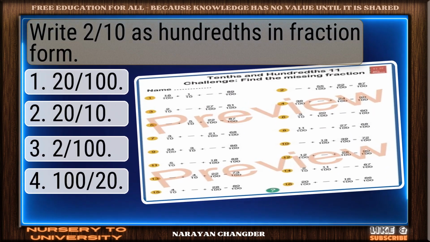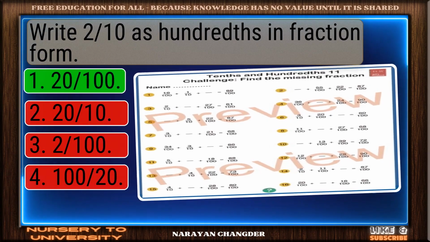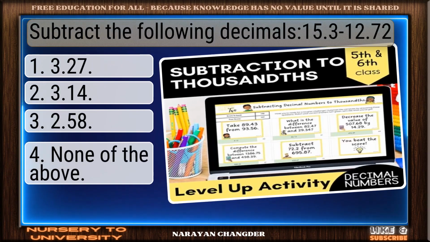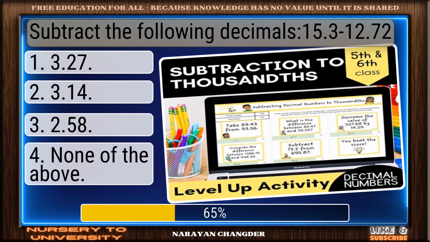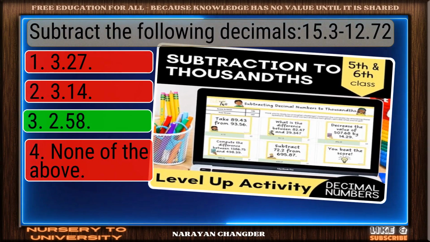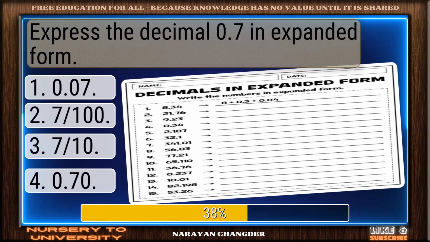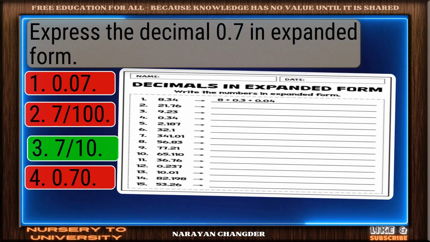Write 2 to 10 as hundredths in fraction form. You chose 20/100th, and it is correct. Subtract the following decimals, 15.312 plus 72. Excellent choice. 2.38 is the right answer. Express the decimal 0.7 in expanded form. Great job. 710 is the accurate answer.